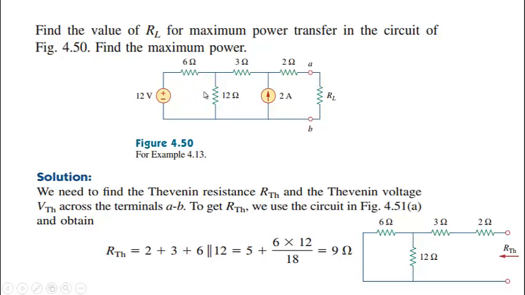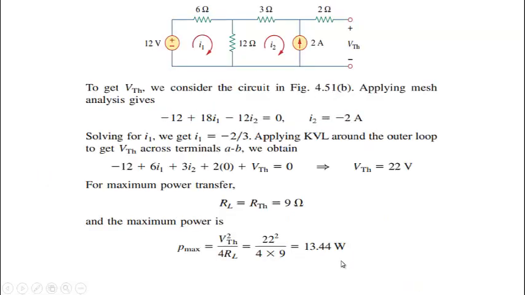So here the 6 ohm and 12 ohm resistances will be in parallel. Their parallel combination will be equal to 6 into 12, which is 72, divided by 18, which is 4. Then the series combination of these three, 4 plus 3 plus 2, will be equal to 9 ohm. That means the RTH will be equal to 9 ohm.